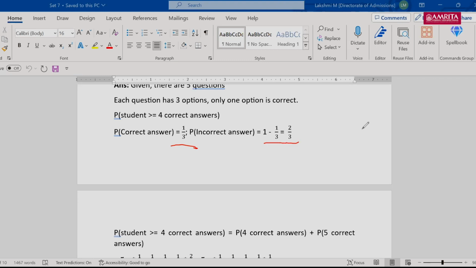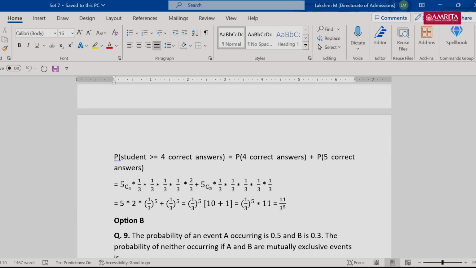Now there will be 2 criteria or 2 options. Probability of 4 correct answers plus 5 correct answers, greater than or equal to 4. So first case 5C4, (1 by 3)^4, 1 is wrong, that is 2 by 3. Now 5C5, all is correct, it's (1 by 3)^5. It's just simple calculation. It's 11 by 3 raised to 5. That's option B.